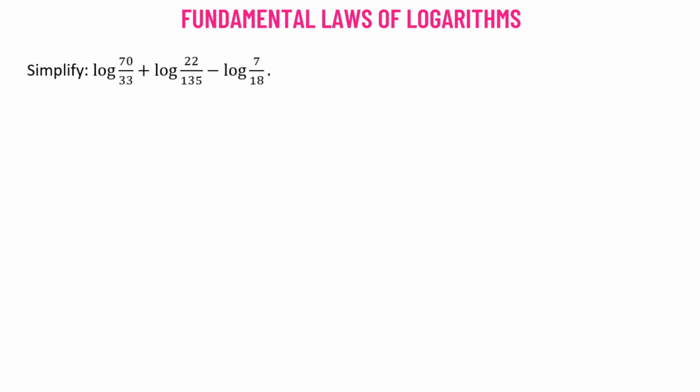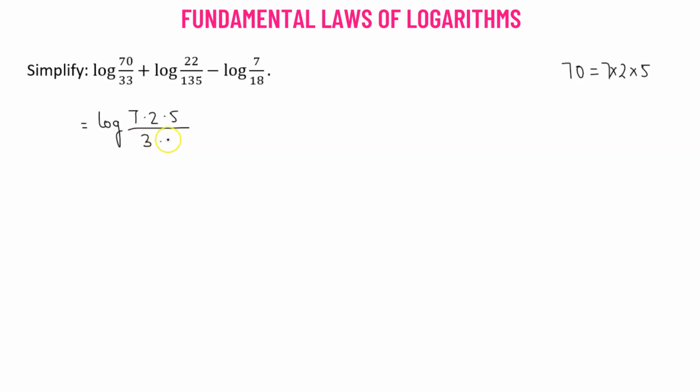We need to simplify the following logarithmic expression. So let us begin by factorizing 70. So we'll have log of, so the 70 can also be written as 7 times 10, and 10 will be 2 times 5. So we have 7 times 2 times 5. So those will be the factors of 70, divided by 33.